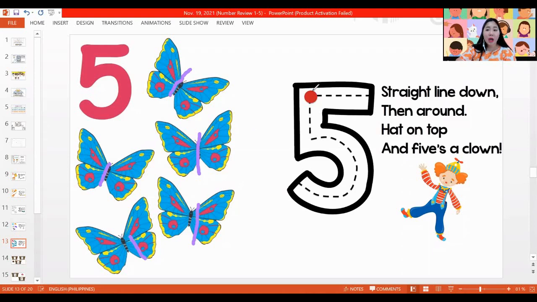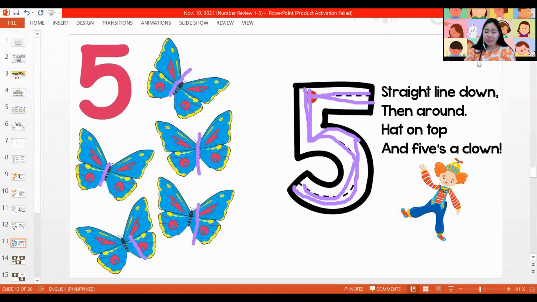We start at the top. We make a straight line down to the middle. We make a curve all the way down to the bottom. Go back up and a straight line to the side. Let's do that again. Straight line down. Make a curve and a line on top. And we have the number 5.